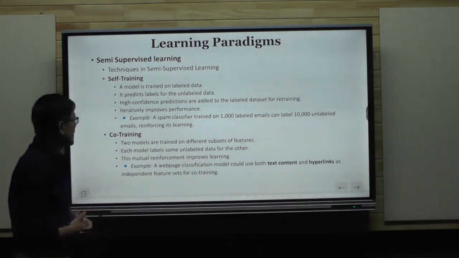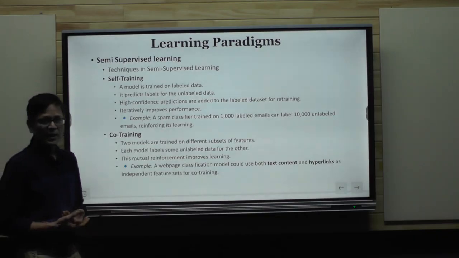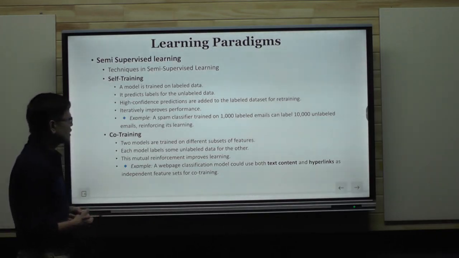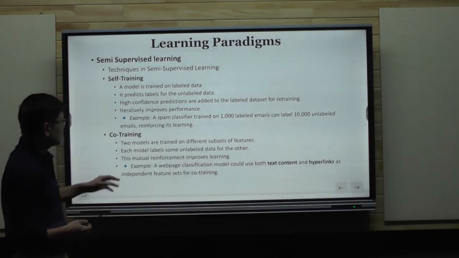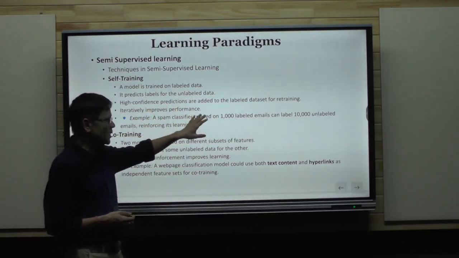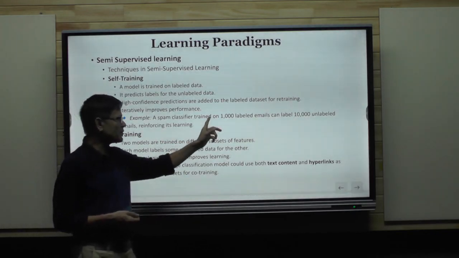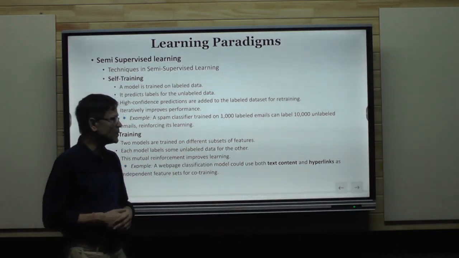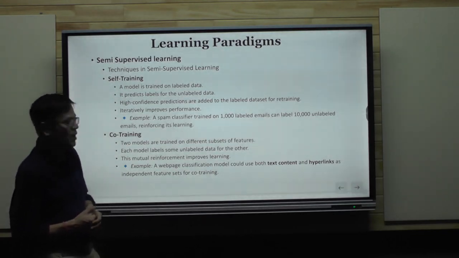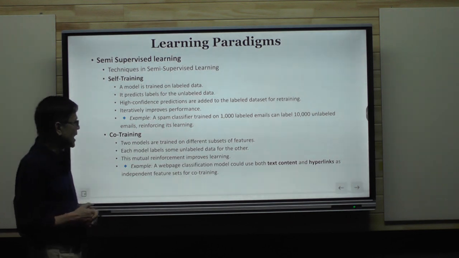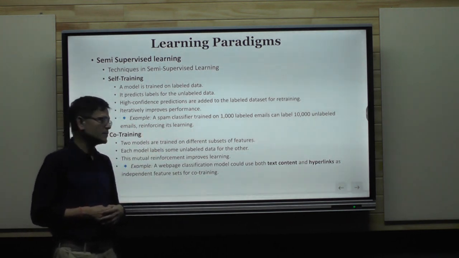So where can we use semi-supervised learning? Self-training. A model is trained on the labeled data. It predicts the labels of unlabeled data. High confidence predictions are added to the labeled data for retraining. So that means it iteratively improves the performance. Example, a spam classifier trained on 1000 labeled emails can label 10,000 unlabeled emails, reinforcing its learning.